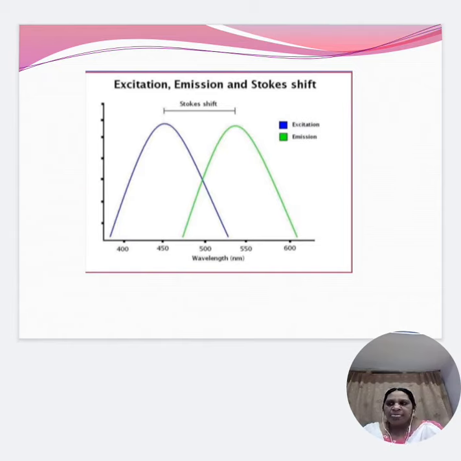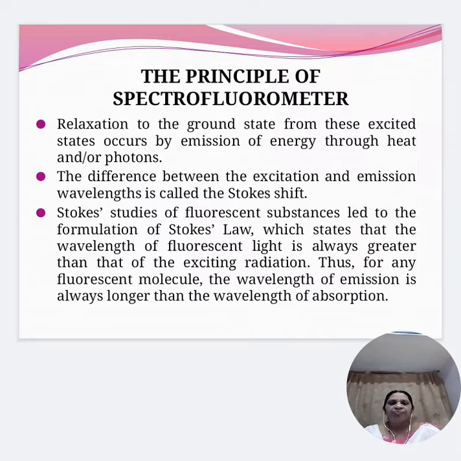So, this is a graph which represents excitation and emission energies versus wavelength, and you can observe the Stokes shift there. As I told you earlier, you are drawing a graph between wavelength and the energy levels, the excitation graph and the emission graph. So, what does Stokes' law state? It states that the wavelength of the fluorescent light is always greater than that of the excitation radiation.